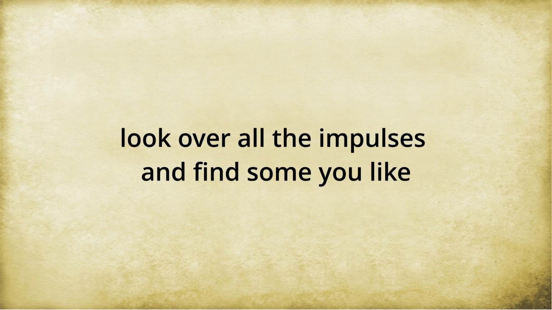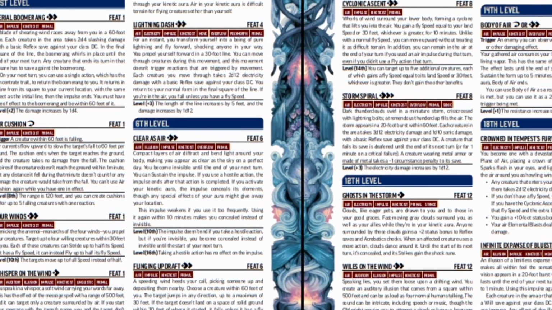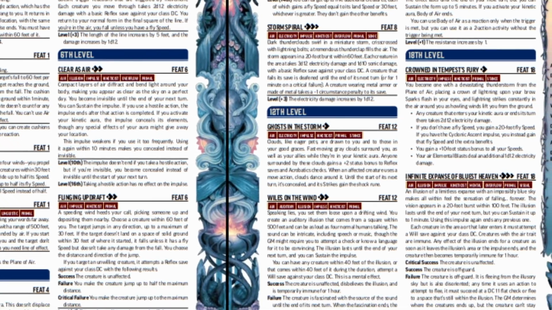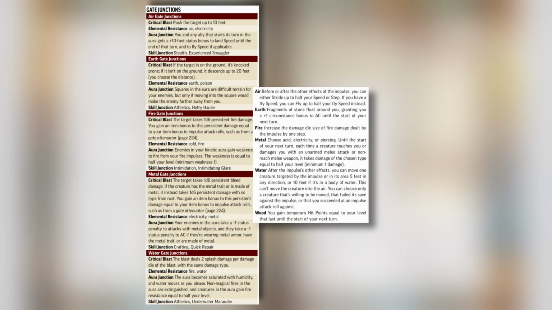Here's my advice. Step 1, look over all the impulses and find some that you like, that seem worth making your build around. It's fine if they're in different elements. It's fine if they aren't. Just find some impulses that you think are fun and great. Step 2, look over all the impulse junctions and the gate junctions for whichever elements you chose in step 1, and then decide which ones really help you get the most out of your impulses.